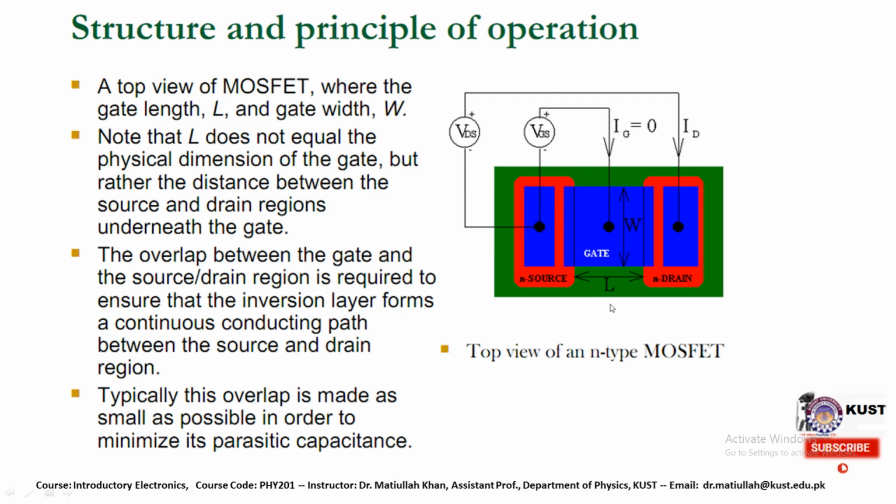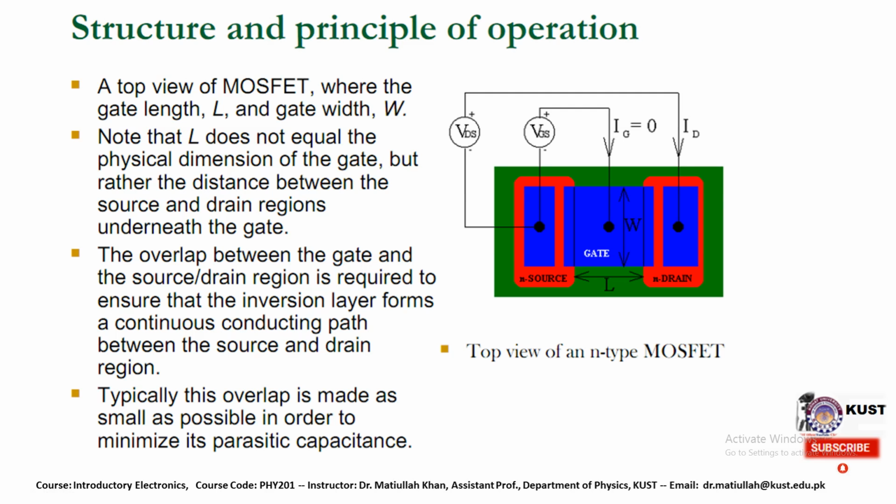This is actually the width of the gate. So the gate length L and the gate width W are also clarified. This is the width of the gate. The length L does not equal the physical dimension of the gate, but rather the distance between the source and drain regions, and the overlap between the gate and the source or the drain region is required to ensure that the inversion layer forms a continuous conducting path between the source and drain regions.